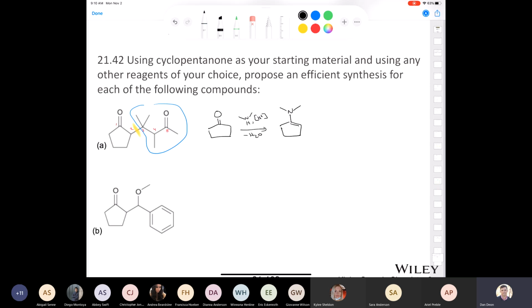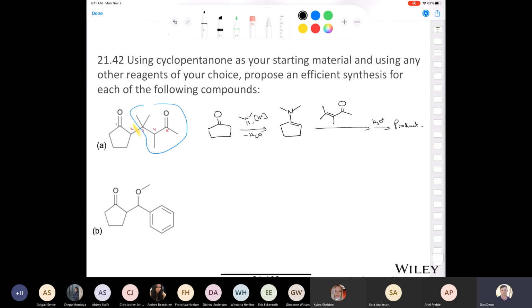Then your Michael acceptor is going to come from all of these carbons here, won't it? So the Michael acceptor will look like this. You'll have a methyl ketone on this end, and then on this end you'll have something that looks like this. So our double bond here, there's our Michael acceptor. And then finally, in the last step, you'll treat it with aqueous acid, and you'll end up with your product.